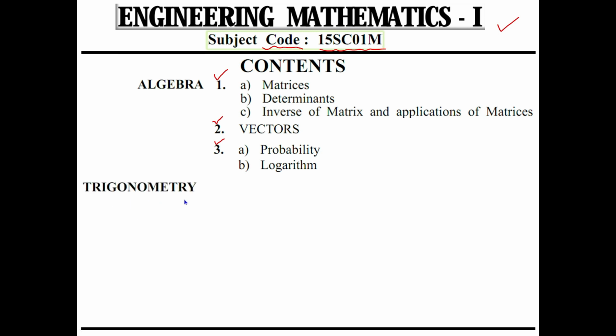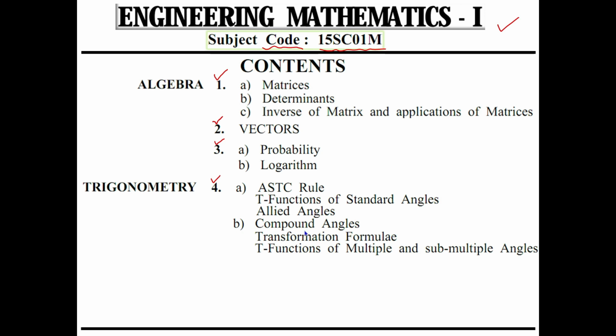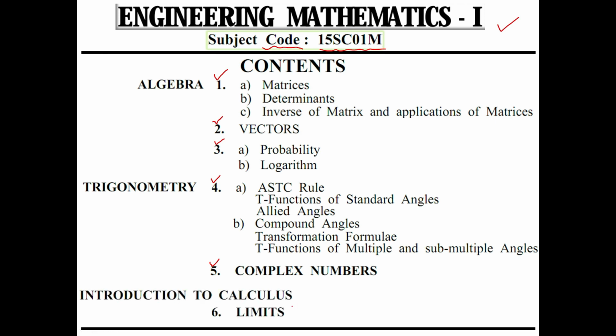Next we have trigonometry section. Fourth chapter, here we study ASTC rule, trigonometric functions of standard angles and allied angles. Then we have compound angles, transformation formulae, trigonometric functions of multiple and submultiple angles. Fifth chapter is complex numbers. Finally, we have introduction to calculus. Sixth chapter, limits. So these are the six chapters in the subject of Engineering Mathematics Part 1 in first semester.